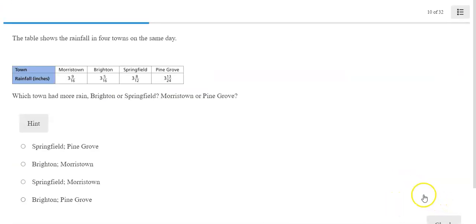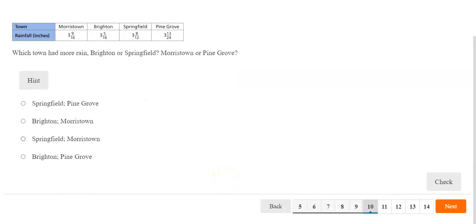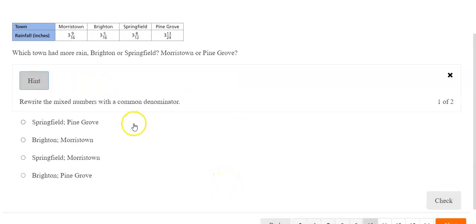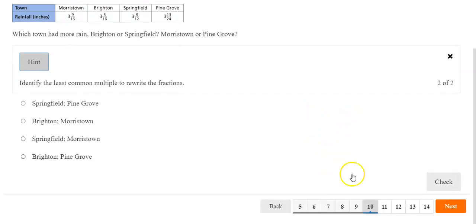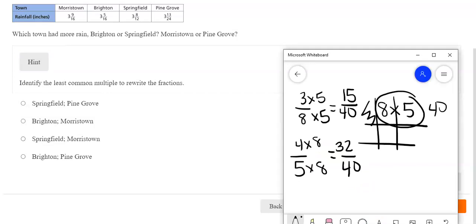Look at number 10. The table shows the rainfall in 4 towns on the same day. So we have these 4. Which town had more rain, Brighton or Springfield? Morristown or Pine Grove? Rewrite the mixed numbers with a common denominator. Identify the least common multiple to rewrite the fraction. So let's pull up our work.